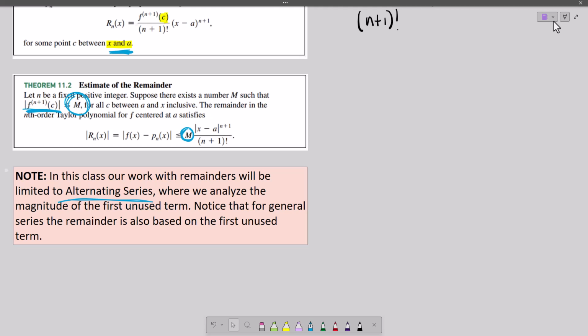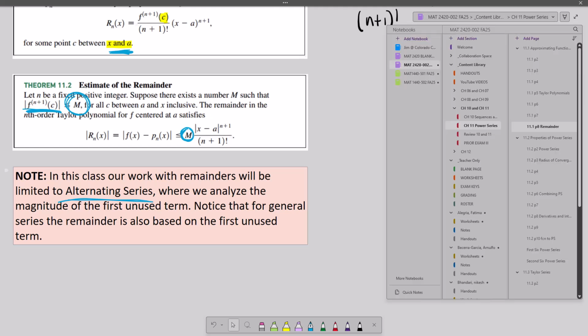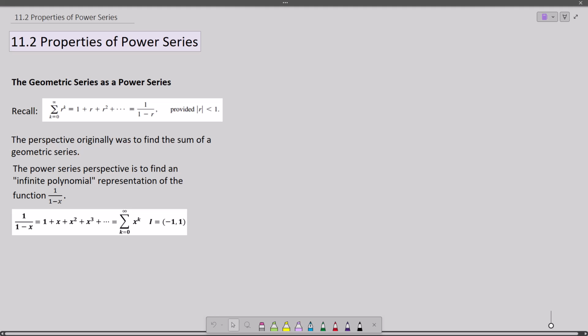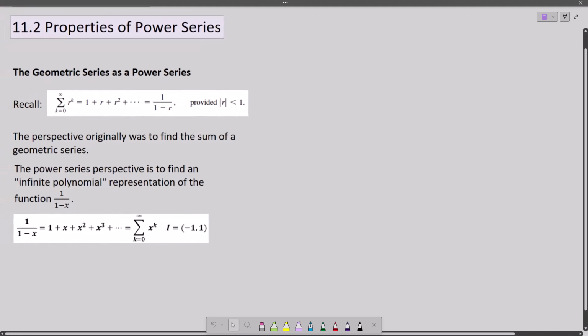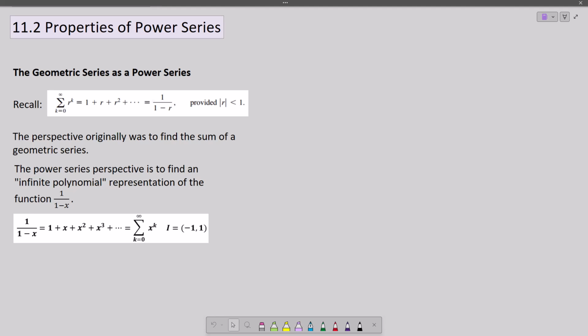All right, well, let's take a look at series then. So, we're going to look at a couple of examples. The first series we are going to look at should look darn familiar. In chapter 10, we came across the geometric series.